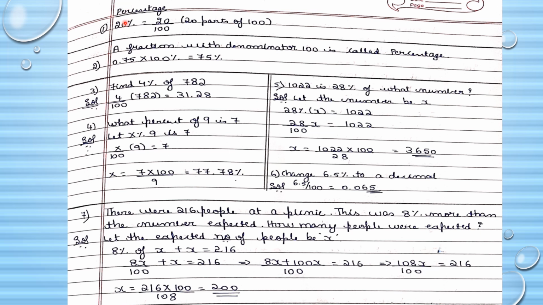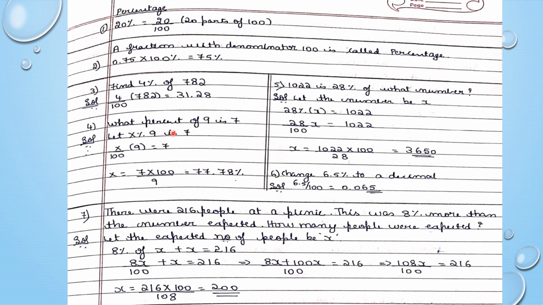Here are some different problems you should look at. If they give the example 20%, it is written as 20 by 100, which simply means 20 parts of 100. A fraction with denominator 100 is called a percentage. If they give 0.75 as a decimal, you multiply by 100 and you get the percentage, that is 75%. Find 4% of 782. 4% is nothing but 4 by 100, and "of" means multiply by 782, so you get 31.28.